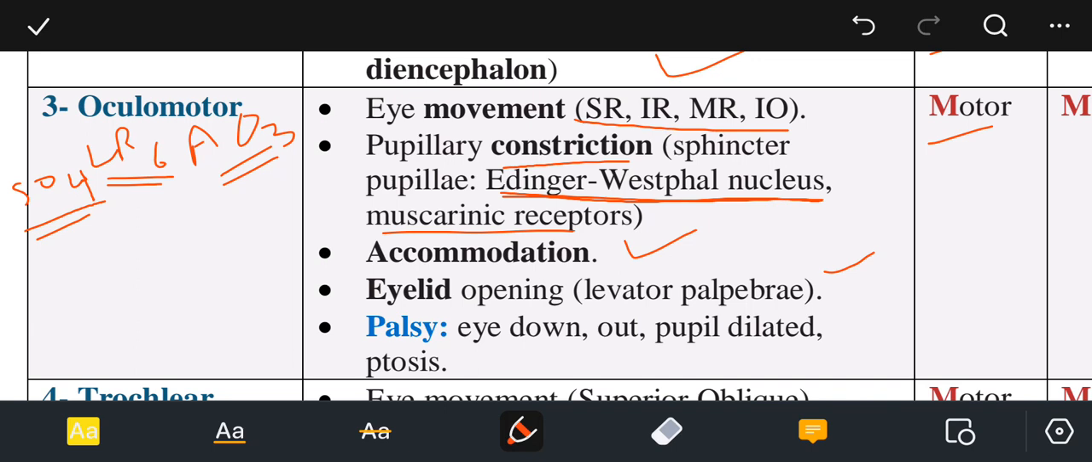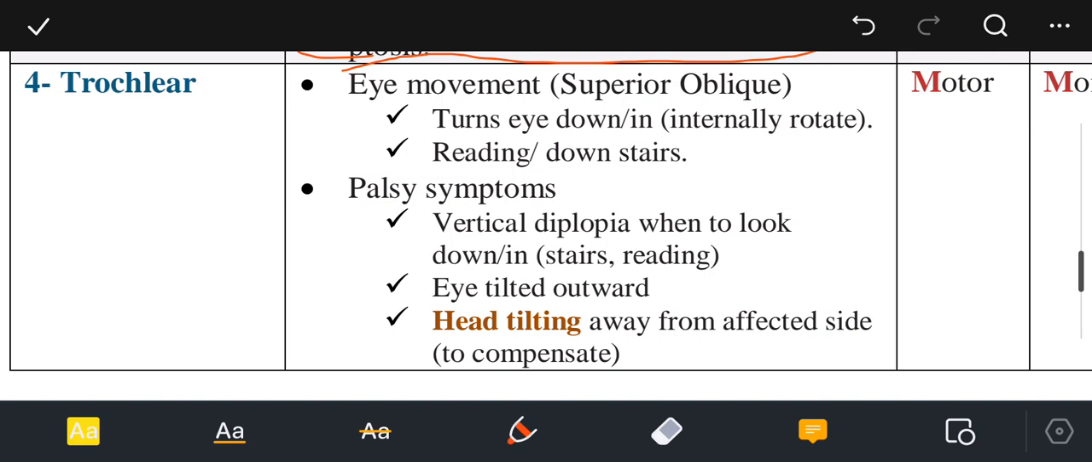Then the palsy of the oculomotor nerve will lead to eye down and out with a blown out pupil along with ptosis. This is the characteristic picture of the cranial nerve 3 deficit, and that will happen ipsilaterally, which means on the side of the lesion. The next point is about the trochlear nerve, the eye movements by the superior oblique muscle.